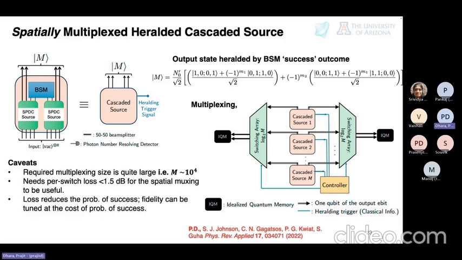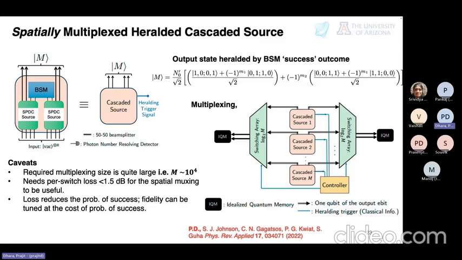modulo the channel loss and everything in the system. The problem is that to get near unity entanglement efficiency, when I assume that Alice and Bob are sitting right at the source, meaning ideal quantum memories are just at the person generating entanglement, because of the mean photon number requirement, this multiplexing size is huge. It's 10^4. And one of these experiments takes an optical table, so you don't usually want to build 10,000 of these in your lab. You also have a strict requirement on your switching loss. Your per switch loss has to be less than 1.5 dB for this multiplexing to work.